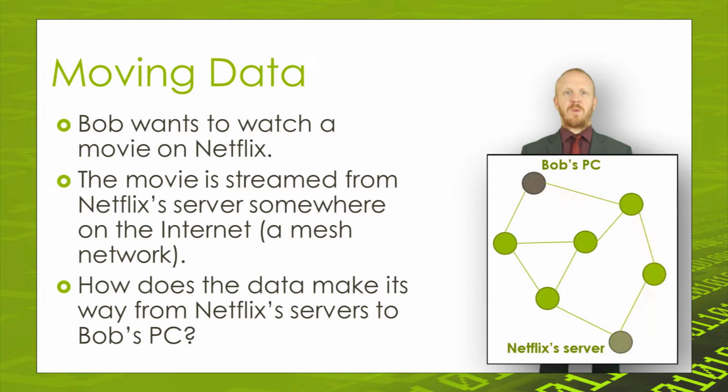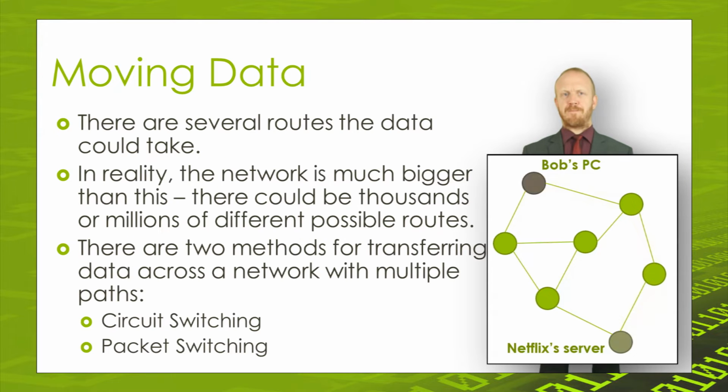Let's say Bob wants to watch a movie on Netflix. The movie is streamed from Netflix's server somewhere on the internet, a mesh network. How does the data make its way from Netflix's servers to Bob's PC? There are several routes the data could take, and in reality, the network is much bigger than this. There could be thousands or millions of different possible routes.